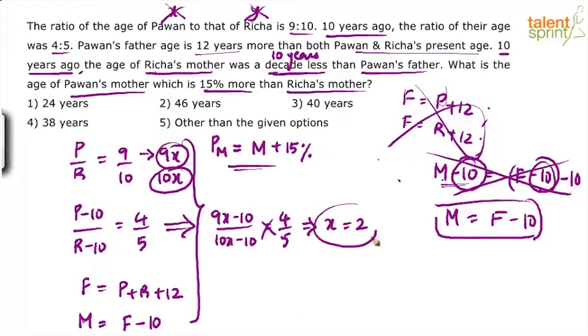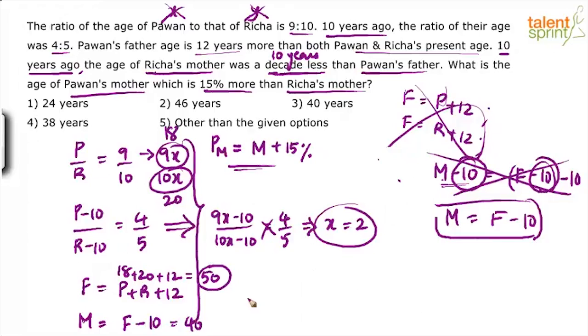If x is 2, what are the ages? Pawan's age will be 9 into 2, 18 years. And Richa's age will be 10 into 2, 20 years. So we know their present ages, 18 and 20. So what will be father's age? 18 plus 20 plus 12, right? Pawan is 18, Richa is 20, and this is 12. 18 plus 20 plus 12, how much is this? 18 and 12, 30 plus 20, 50. So father's age is 50. If father's age is 50, what is mother's age? Richa's mother's age? 50 minus 10, 40. Done, right? I mean, simple.